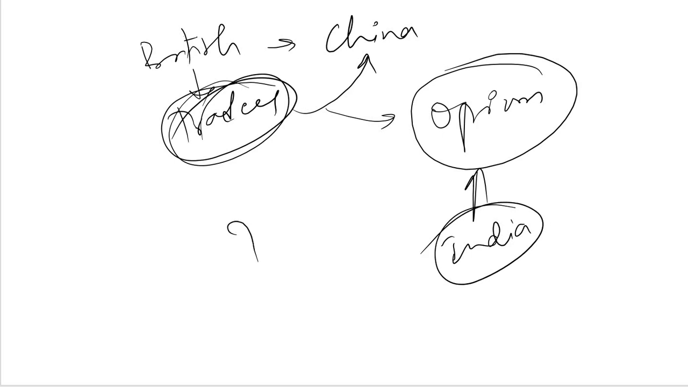Now the question may arise: why did India come into the Opium War? See, in the mid-19th century, that is 1841 or 1842, India was being ruled by the British people, right?